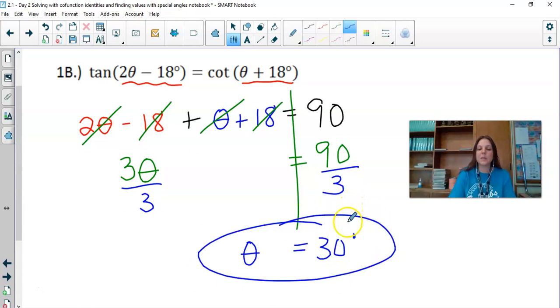Not every one of these problems is going to work out as a whole number. Some of these are going to be fractions. If they're fractions, leave them in their lowest form, so reduce as much as possible.